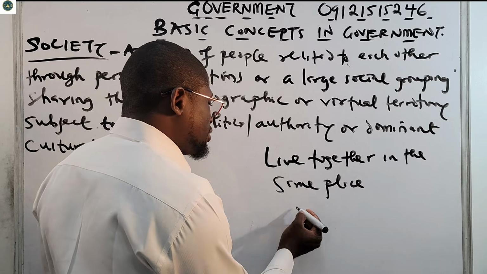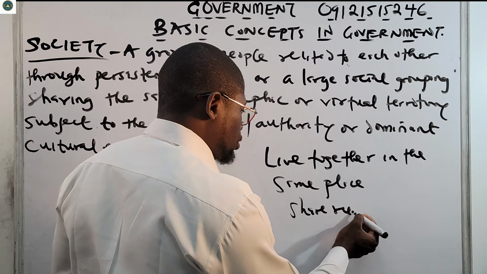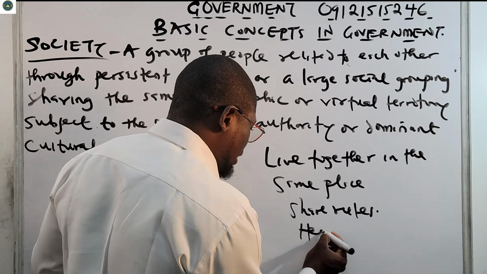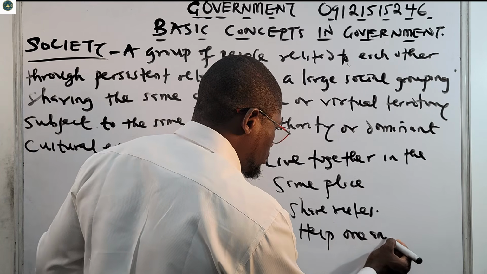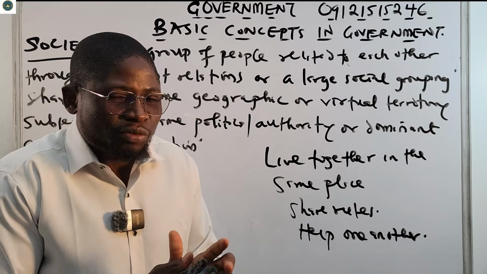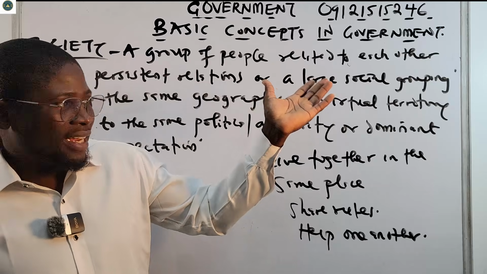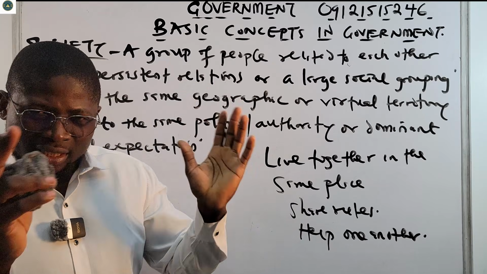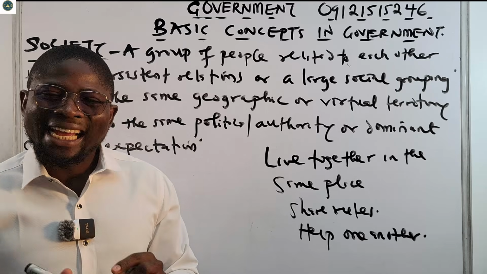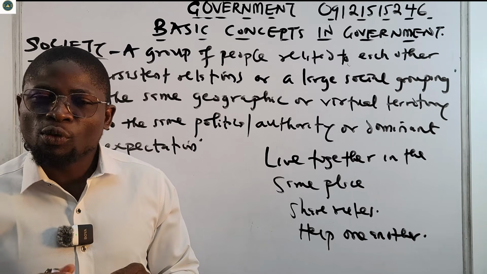Apart from living together, they share rules and they help one another. That is a society. It's a group of people that live together in the same geographical location, in a shared territory. They share rules, and very importantly, they help one another.